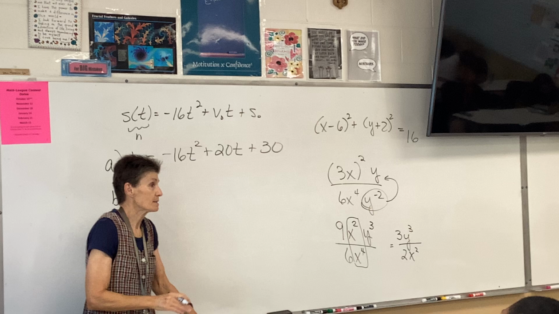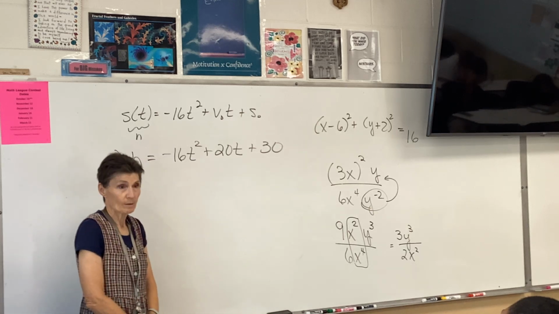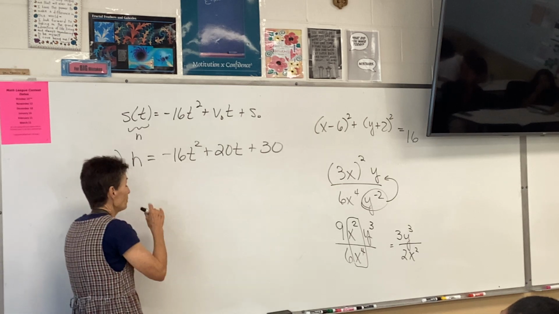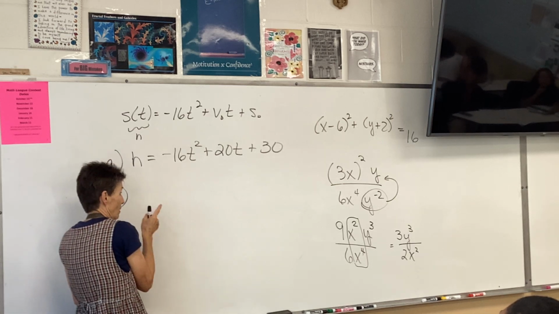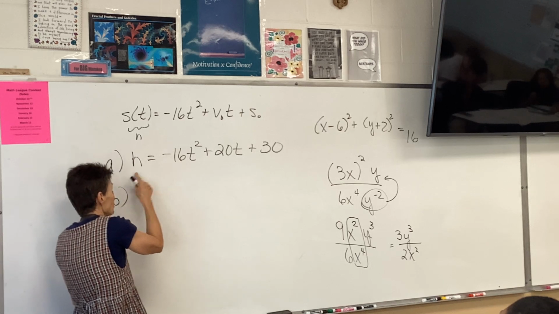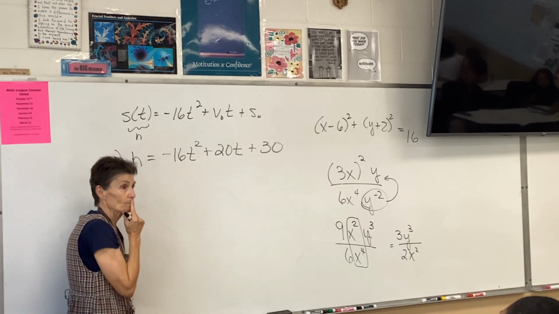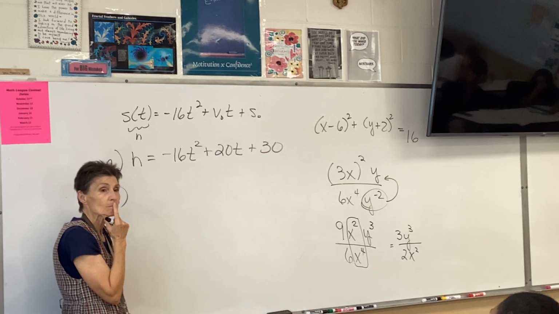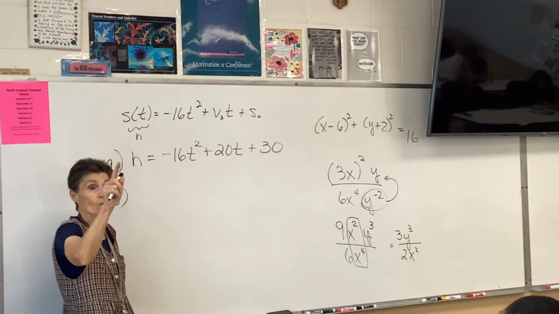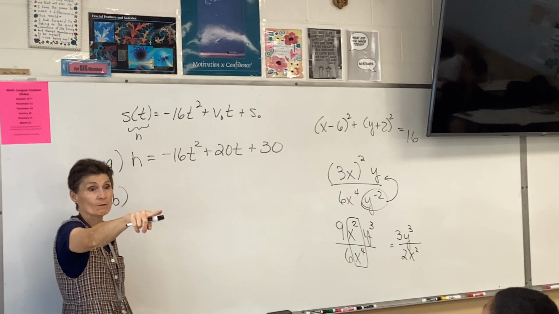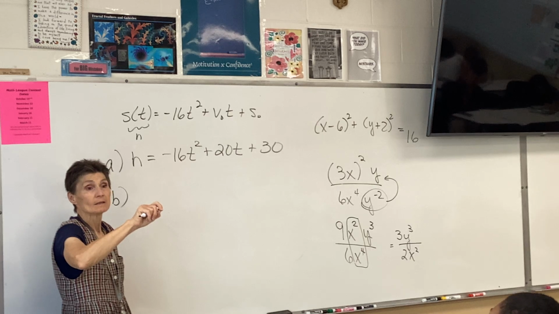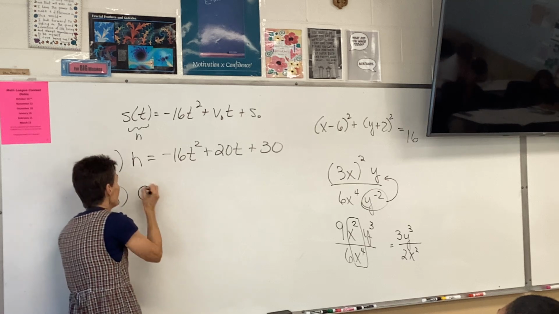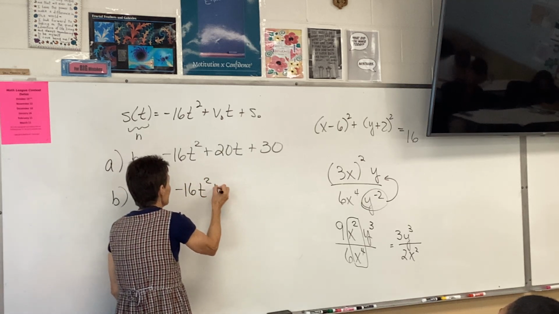When does the ball hit the ground? You have to plug in a number for either H or T. The ball is on the ground. 0 for, Bryce, what? 0 for height, absolutely. If the ball is on the ground, then its height is 0.